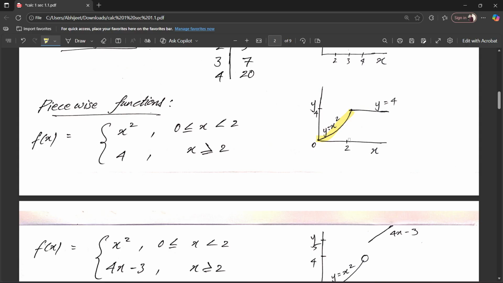So from 0 to 2, it says, okay, I'm going to take in the input and I'm going to square the input. But once you cross 2, it's going to say, okay, now you're greater than 2. I'm just going to output 4 for every single number you throw at me that is greater than or equal to 2. That's 4. It's a constant function, essentially.